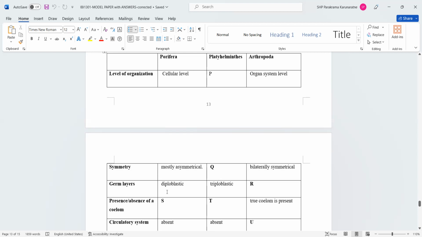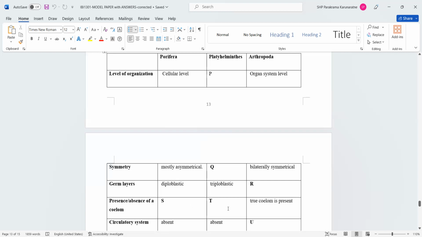Okay. Germ layers, Porifera diploblastic, and Coelenterata also diploblastic. Platyhelminthes triploblastic. Above Platyhelminthes it is triploblastic. Only the Coelenterata diploblastic. Porifera you can say diploblastic. Presence or absence of a coelom. Coelom, it is absent in Porifera. Platyhelminthes also it is absent.